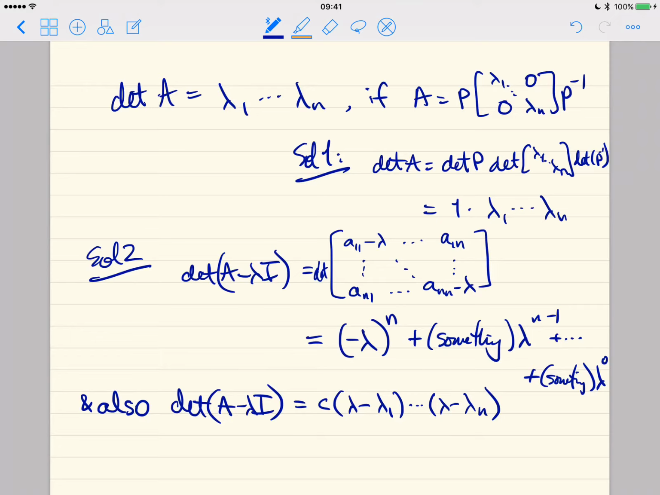And then, well, what does c have to be actually? So if I multiply out this stuff other than the c, I'm going to get lambda to the n plus some lower order terms. And that has to match. These polynomials are equal to each other. So this leading term has to equal this leading term, which means that c has to be what? Yeah, it's got to be negative 1 to the n.